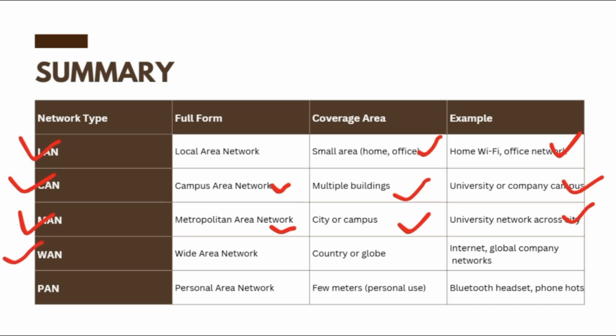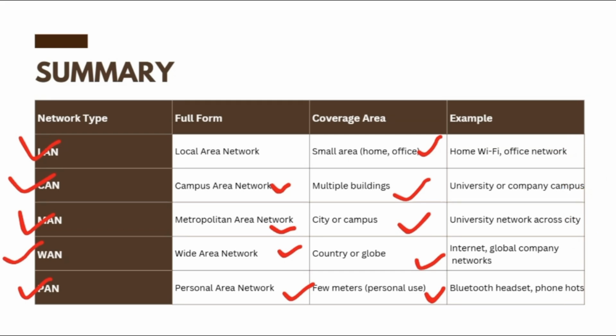Fourth is a WAN, wide area network. It covers a country or globe. Example is the internet, global companies' networks. And fifth is a PAN, personal area network, which covers a few meters up to 10 meters, for personal use. And an example is a Bluetooth headset or phone host.